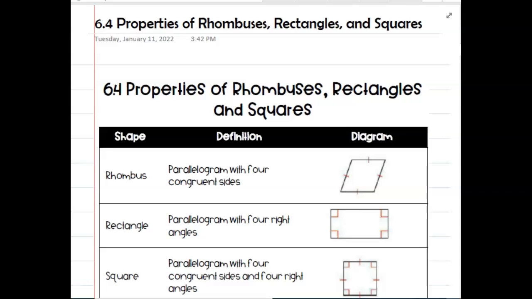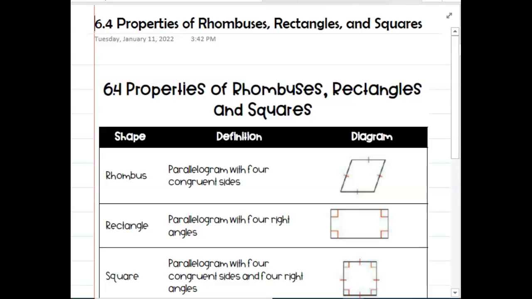Today we're going to talk about specific types of parallelograms. We're going to talk about rhombuses, rectangles, and squares. So keep in mind, all of these are parallelograms. A rhombus is a parallelogram. A rectangle is a parallelogram. A square is a parallelogram because they have opposite sides parallel. Okay? But you can get a little more specific instead of just calling it a parallelogram.